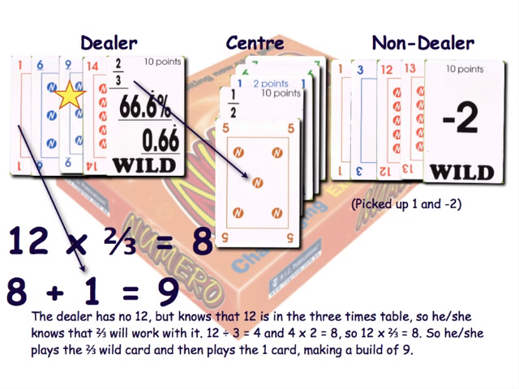The dealer has no 12, but they know that 12 is in the 3 times table, so they know that 2/3 will work with it. 12 divided by 3 equals 4, and 4 times 2 is 8. So 12 times 2/3 equals 8. So they play the 2/3 wild card, and then they play their 1 card, making a build of 9.